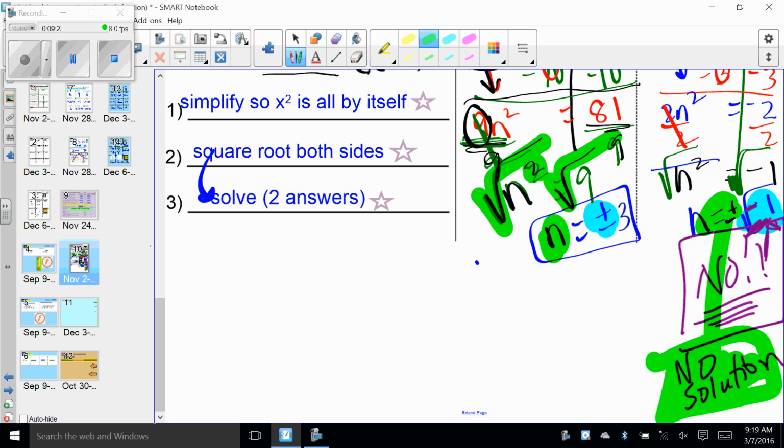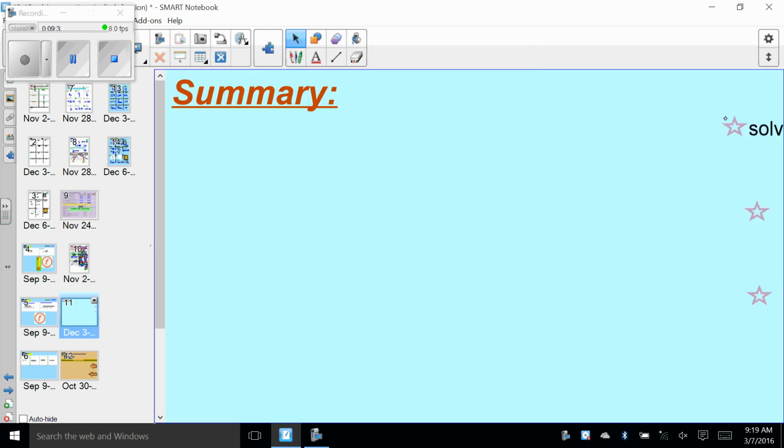Okay, so that kind of summarizes what we did today. Remember, we solved an equation with a fraction bar, with a radical, which is also a square root, and then with a square, a power of 2. Go back and watch the video again if you're struggling. So some things to summarize.